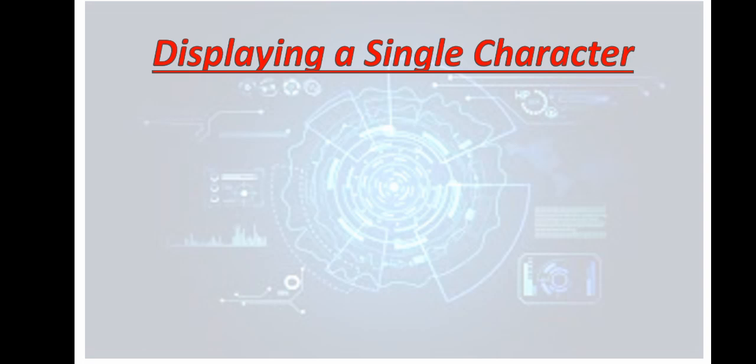Now displaying a single character. What is a single character? As in the previous chapter we have studied that a single character takes 1 byte. So here what is the syntax? putchar, that means character. In the bracket we will write the character, and in the end we will use a semicolon. Semicolon is actually the statement terminator, and we will use that terminator at the end of the statement. That will show that now the statement is ending at this point. If we do not use this statement terminator, it will give an error message.